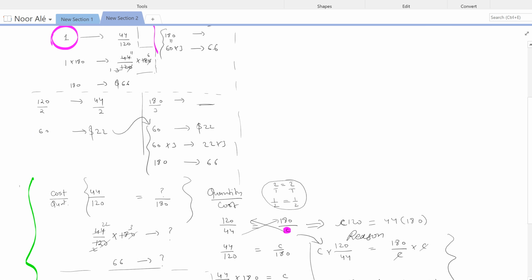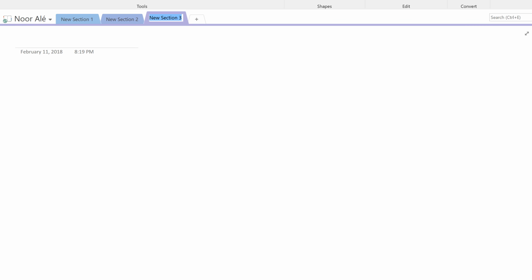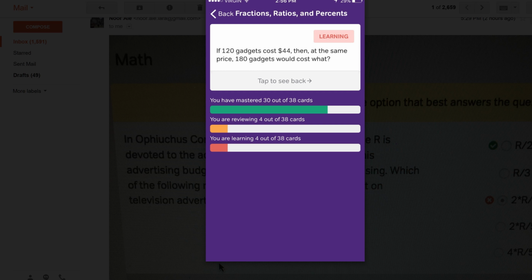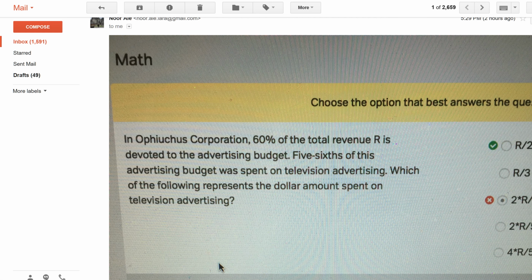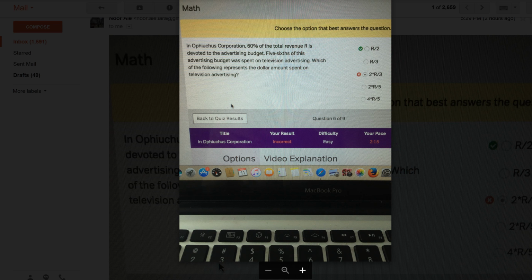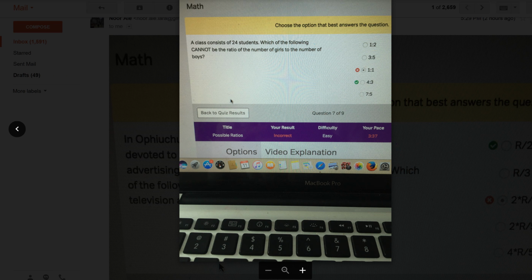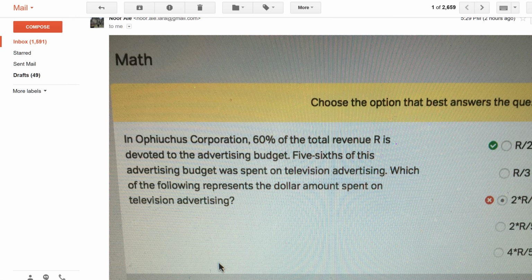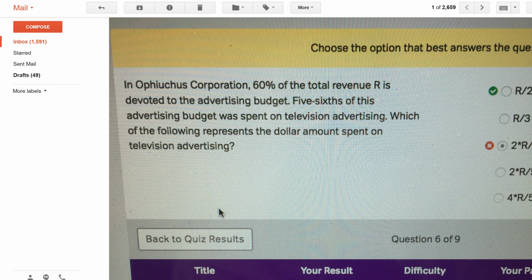Okay. All right, that was that. Let's go to the next page. Okay. Now we have that one. Do you want to go over that? Yes, yes, I do. Okay.